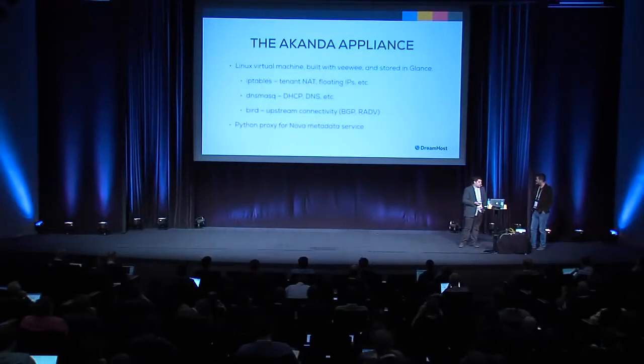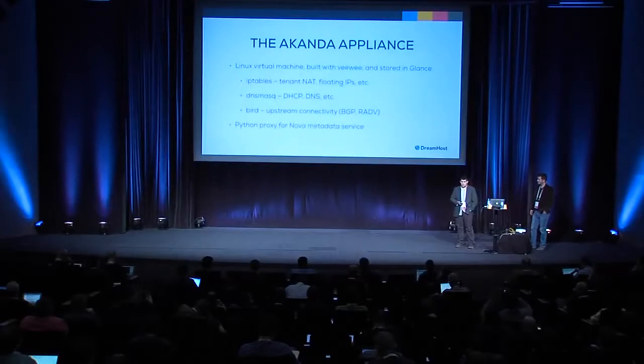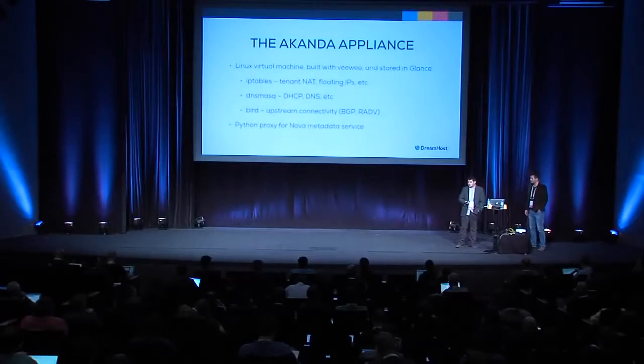And then we also have some Python services running on these service VMs. The first one is a Python proxy for Nova metadata. If a customer spins up an instance with Nova, that instance is going to look for metadata at a well-known address. We have on the router a piece of Python software that is listening for those requests and proxies them over the management network so that it can speak with Nova and metadata can work for those instances.